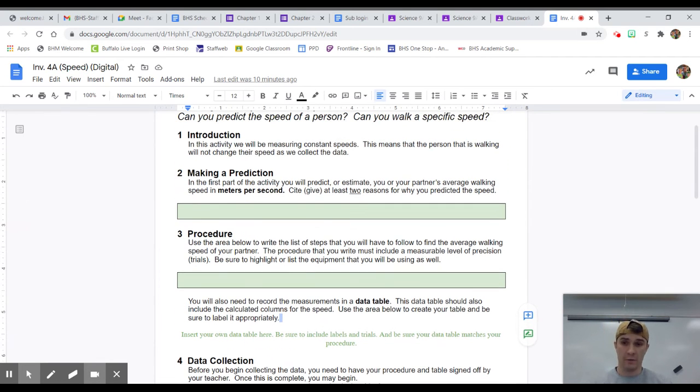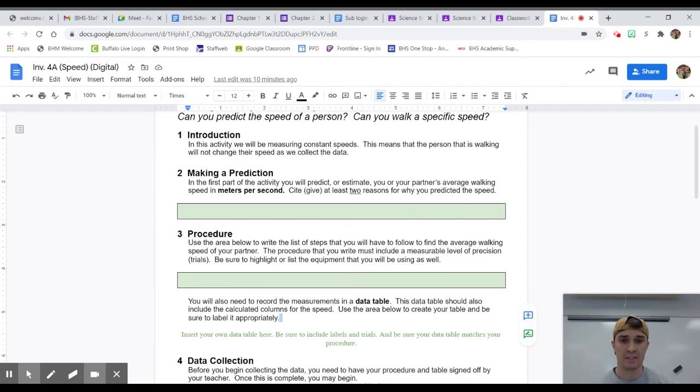Okay. So anyway, you are going to be measuring constant speeds today. Really what we're measuring is average speed. You're going to do your best to walk at a constant speed, and you're going to figure out what that walking speed is. This means that the person who's walking will not change their speed as you collect that data.